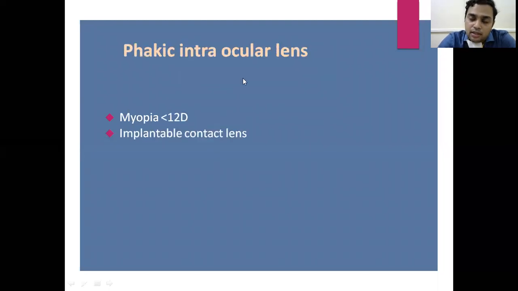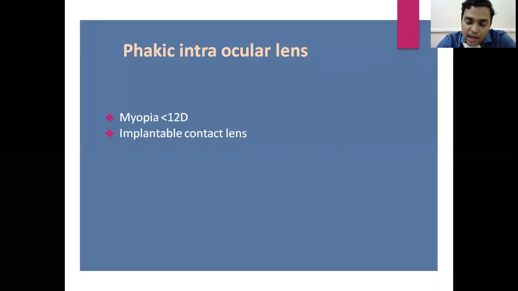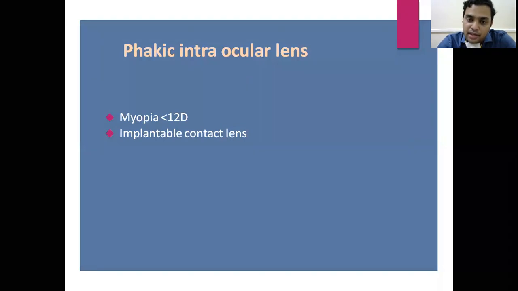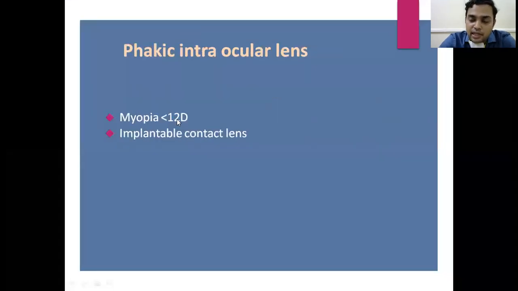There is another latest surgical procedure, the phakic intraocular lens. Here we implant a permanent contact lens into the anterior chamber, in between the back of the cornea and the anterior part of the lens. By this we can reduce myopia of up to minus 12 diopters. So this is about the surgical treatment of myopia.